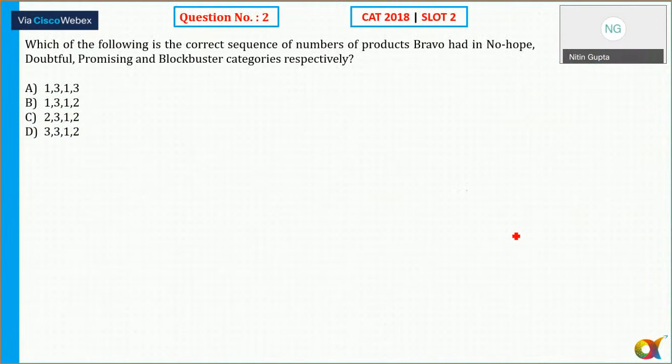Now, which of the following is the correct sequence of the numbers of products Bravo had in no hope? So I need to find out for Bravo, no hope, doubtful, promising, and blockbuster categories. Correct sequence of numbers for the Bravo. So the value of B in the no hope, D, P, and BB. So the correct answer, we have already calculated it. So the answer of this one is option B, 1, 3, 1, 2.